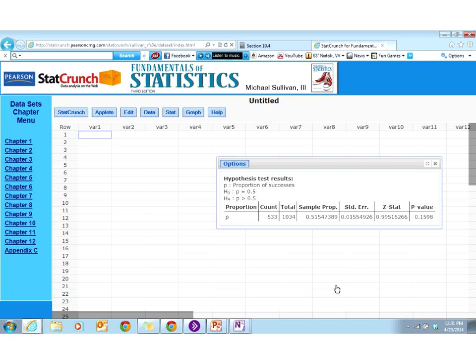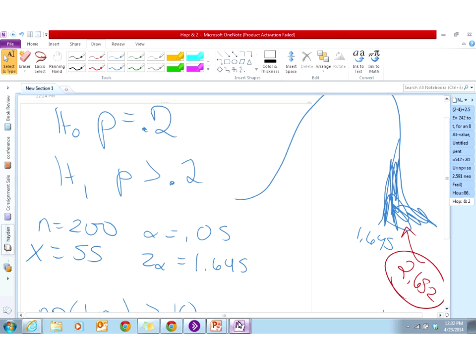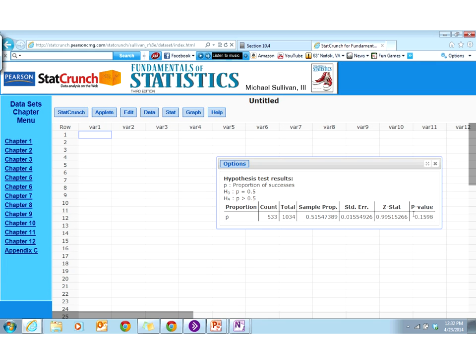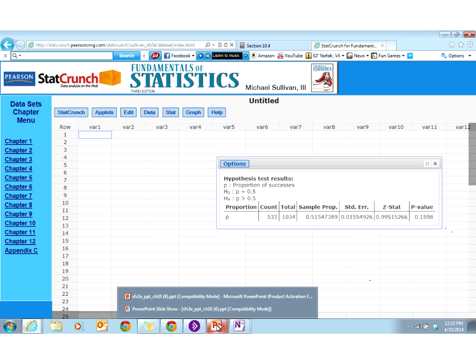All right. Now let's look at this. Our sample proportion is 0.514. Our Z statistic was 0.995, and our p-value is 0.1598. So looking at our chart, 0.99, oops, I'm in the wrong one. I need to close one of these. 0.99 whatever is actually over here. So it's not in the rejection region. And again, our alpha was 0.05, and our computed p-value was 0.1598. So that's bigger than 0.05, so we would fail to reject. Let's see if we were right.